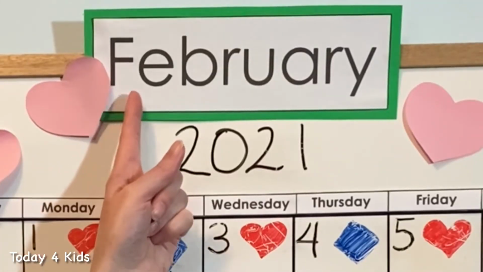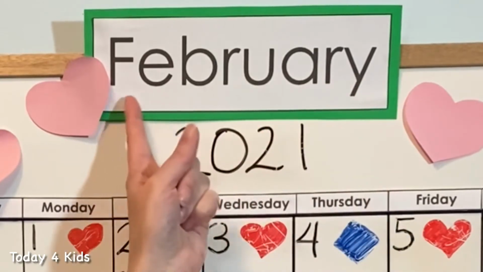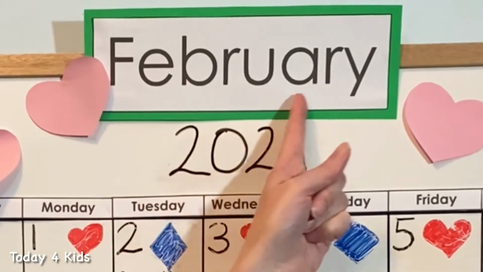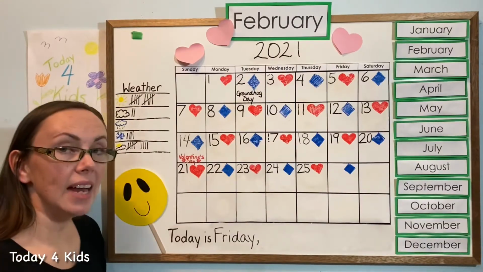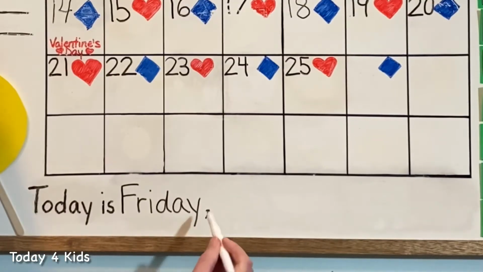Capital F, E-B-R-U-A-R-Y. Feb-ru-ary. And we can put that into our sentence. Today is Friday, comma, February.